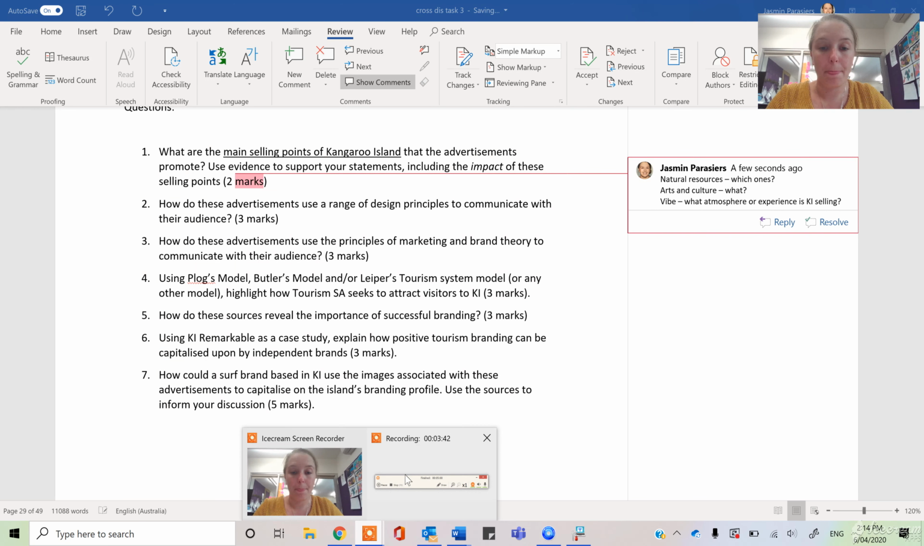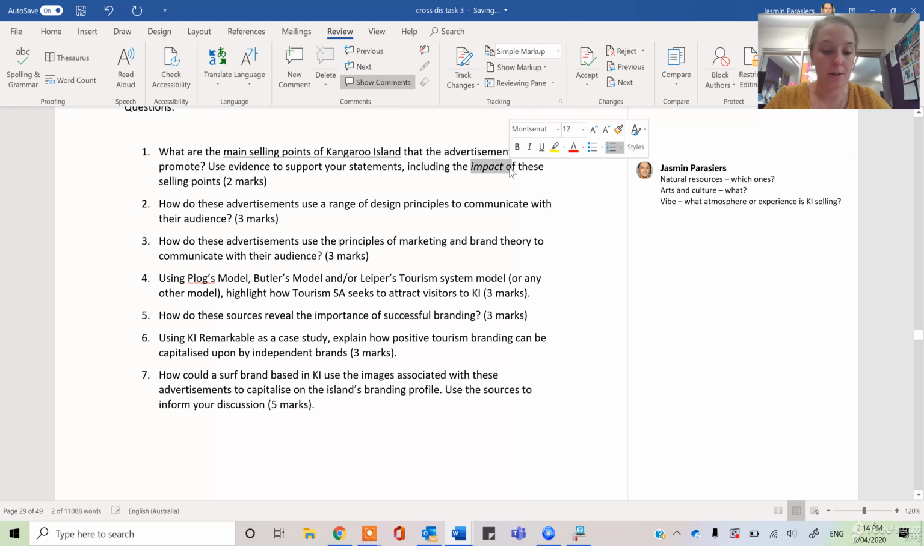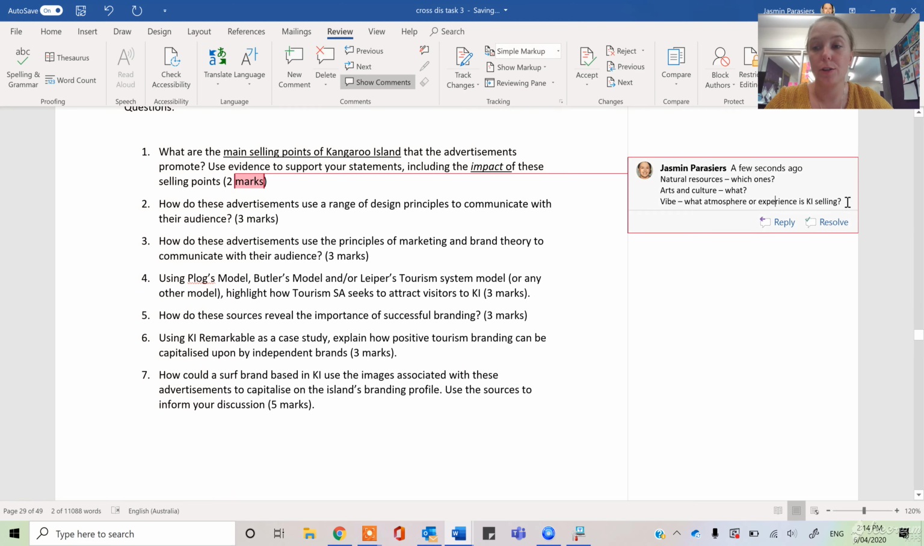So then when we look at identifying what it's selling, we then have to think about the impact. And the impact is in tourism. Does it appeal to the tourist? Does it make it a desirable place to go? And we know from our other sources that, yes, it does. There's been big increases in tourist numbers.